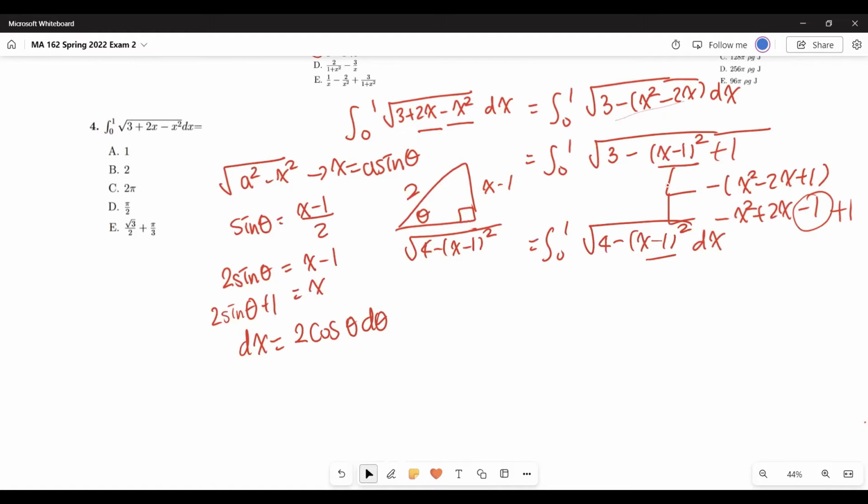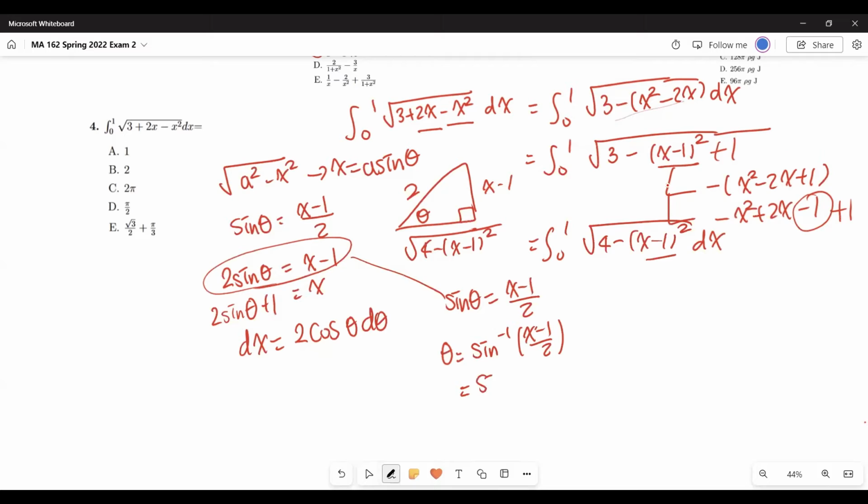And now you have to find the upper and lower bounds. Before we plug in, we need to isolate theta by itself. So we divide by 2 on both sides. This becomes sine theta equals (x minus 1) over 2, so theta equals inverse sine of (x minus 1) over 2. Plug in 1 first, then it becomes inverse sine of (1 minus 1) over 2, which is 0, so 0 is the upper bound. Then plug in 0, this becomes inverse sine of negative 1 over 2, which is the same as negative pi over 6. So this is our lower bound, and this is our upper bound. Okay, we have that. So what we can do is put the values into the integral.